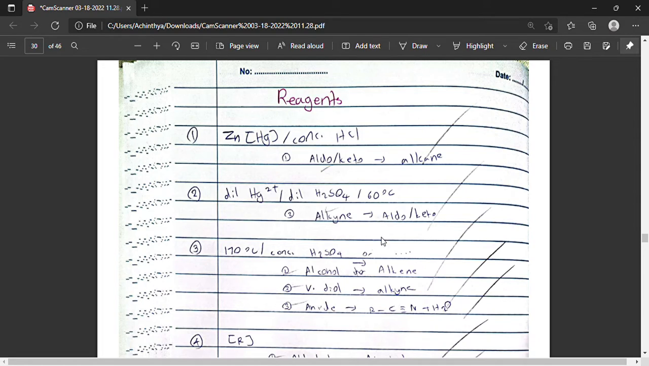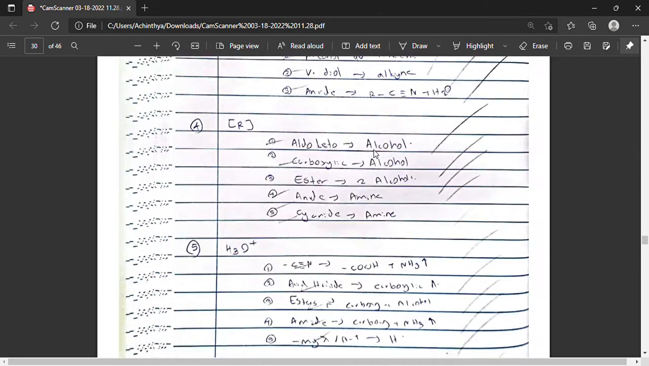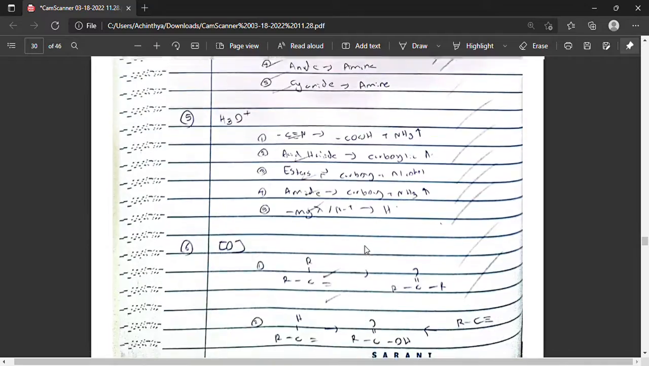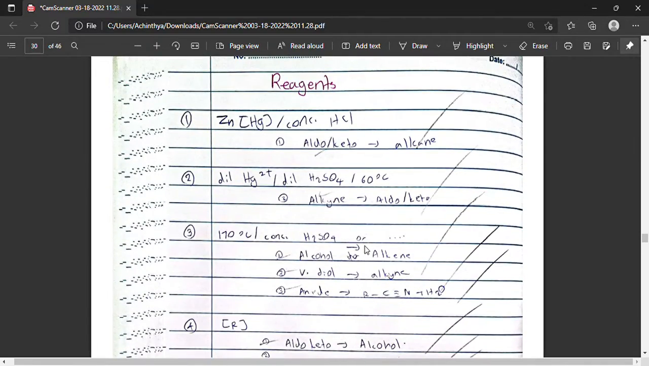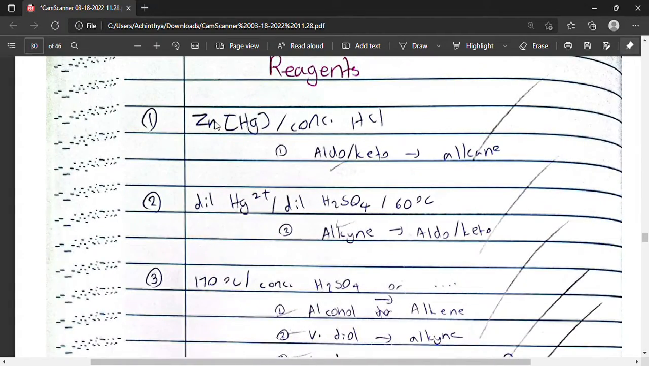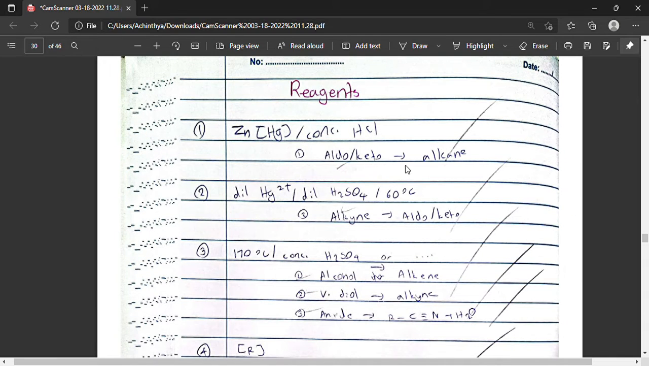Let's just go through organic reagents and what they do. Yeah, it's a quick summary. For example, this is zinc amalgam and conc HCl. With that, we do something called Clemmensen reduction, in which we convert aldehydes and carbonyl compounds into alkanes.